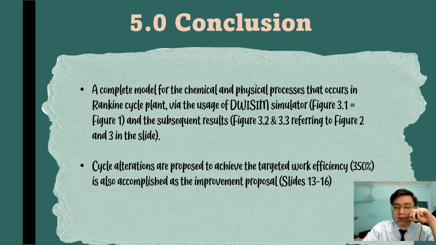Now the second objective, the cycle alterations, which means the Rankine cycle plant modifications, are proposed to achieve the new targeted work efficiency, which is 350%, is accomplished, and the proposed modifications can be seen in slides 13 and 16.